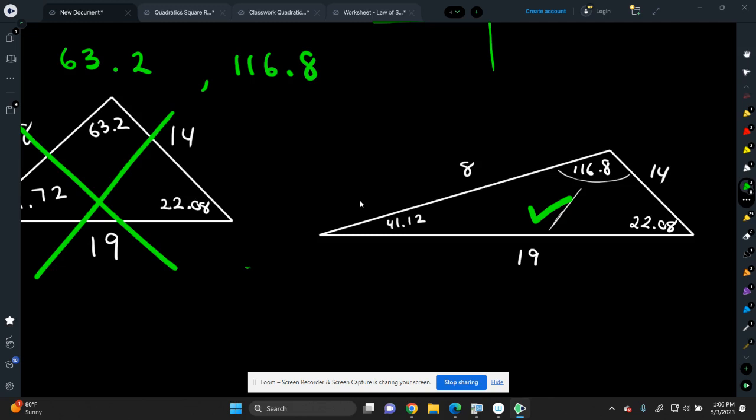So should we use the law of sine on the other angles or cosine? Use the law of sine to find the other angle, but then make sure you check to see if there's another angle you can make.